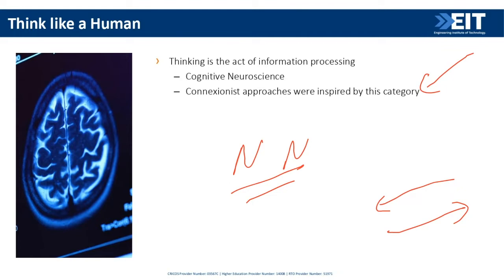Artificial intelligence learns from human intelligence, and then understanding human intelligence could, to some extent, be based on what we know about artificial intelligence. Very exciting category here, okay?